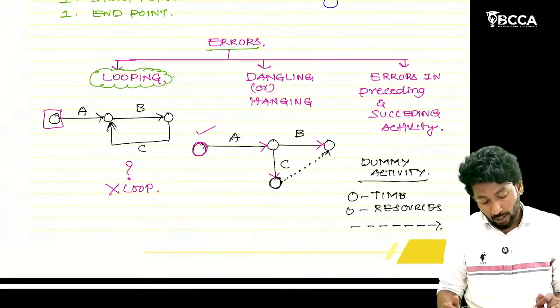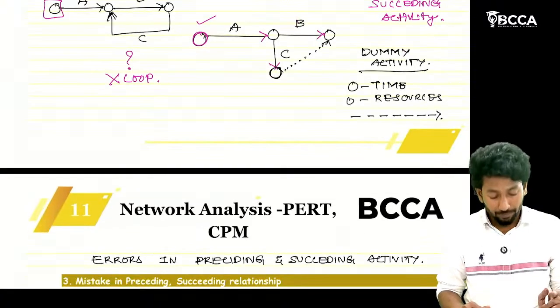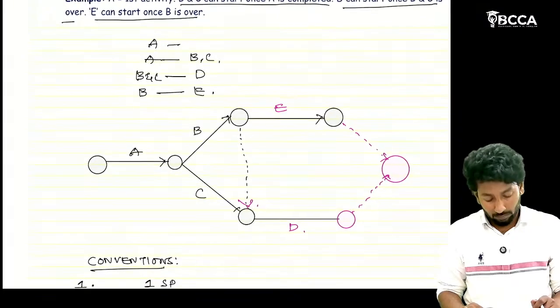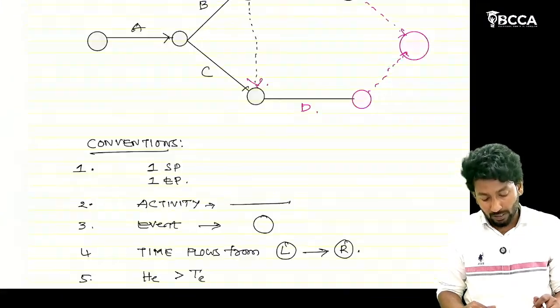Okay, errors in preceding and succeeding activities. This is the most important example. So in every question you can see this kind of adjustments.